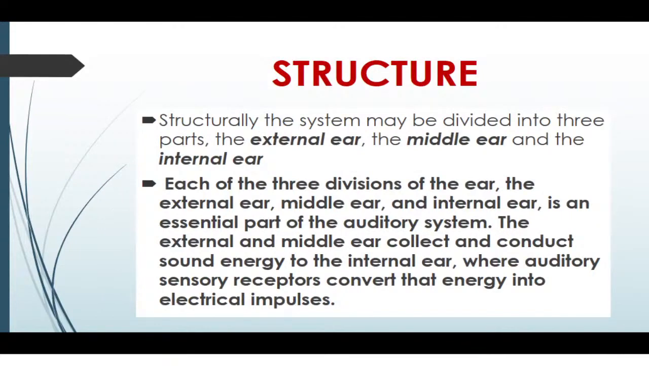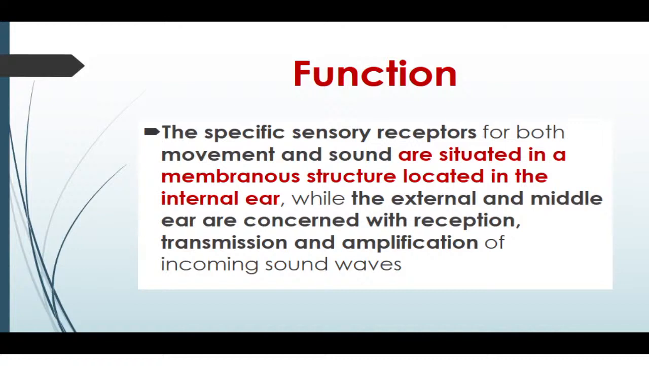Structure. Structurally, the system may be divided into three parts: external ear, middle ear, and internal ear. Each of the three divisions is an essential part of the auditory system. The external and middle ear conduct sound energy to the internal ear. There the auditory sensory receptors convert the energy into electrical impulses. Function. The specific sensory receptors for both movement and sound are situated in the membranous structure located in the internal ear, while the external and middle ear are concerned with the reception, transmission, and amplification of incoming sound waves.